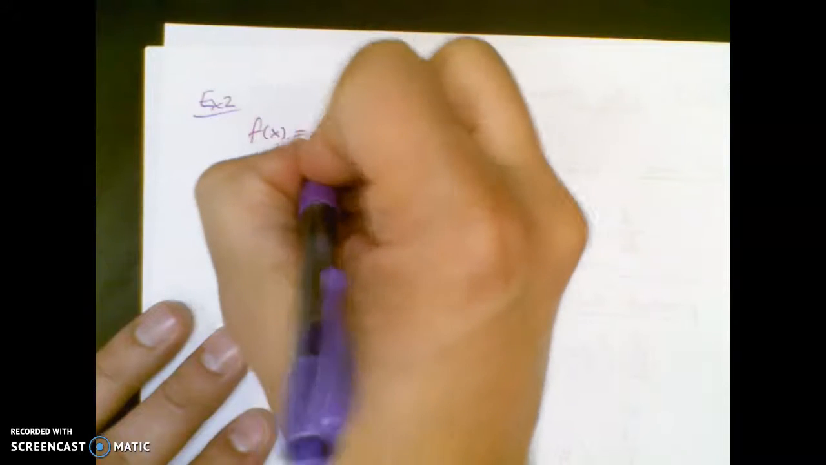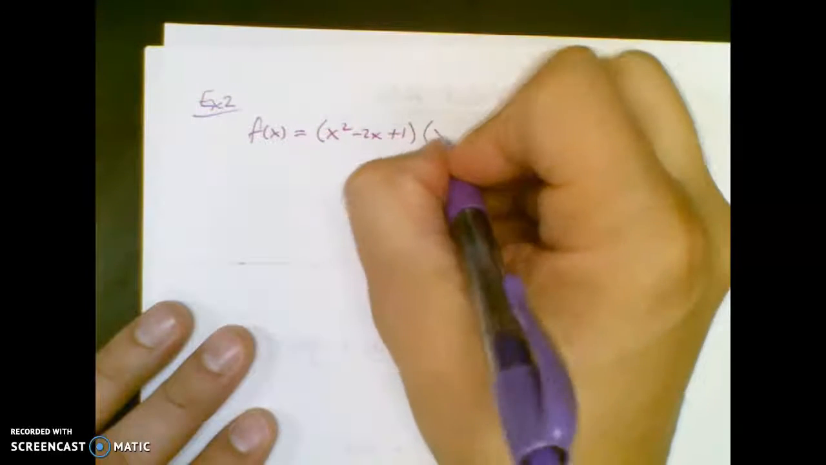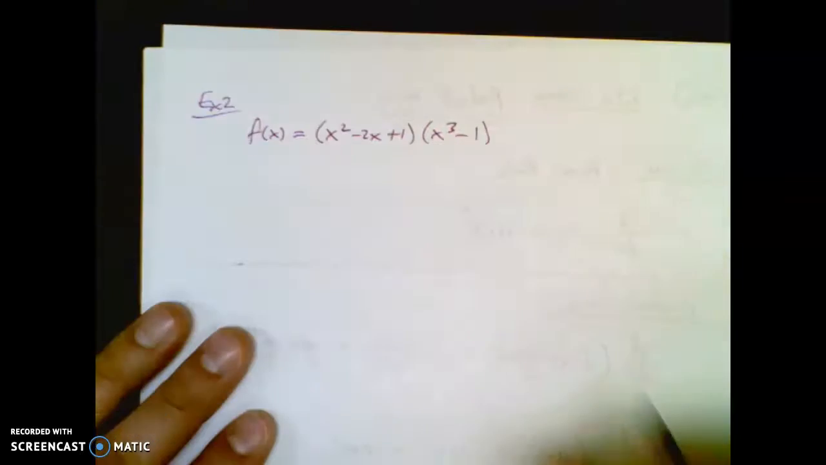Okay, so let's look at this one. Example 2. So we're going to go with, what if you had a problem like this? f of x equals x squared minus 2x plus 1 and x cubed minus 1.